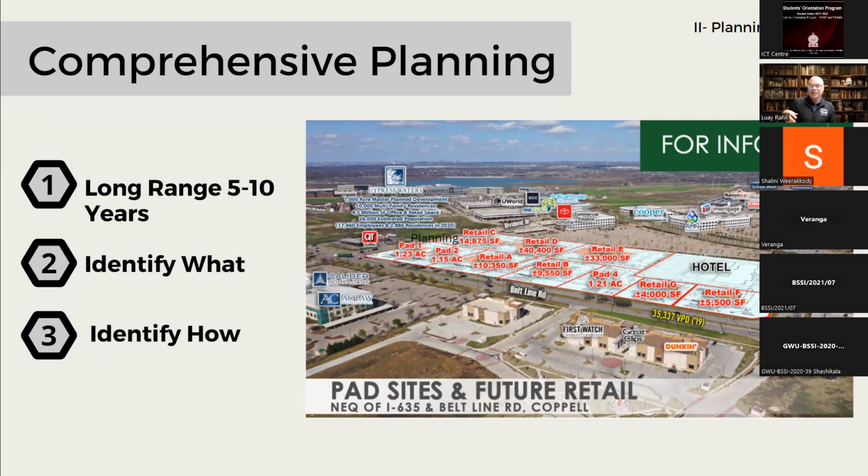Now we have to do comprehensive planning. We have to do a strategic plan. We have to think about it 5 to 10 years ahead, right? You told me that you want to see more businesses. Now let's build them. You told me you want to see more parks. Now let's build them. And then we have to identify the how. We have a plan. You told me what to do. Now it's my job to identify how we can make it happen.